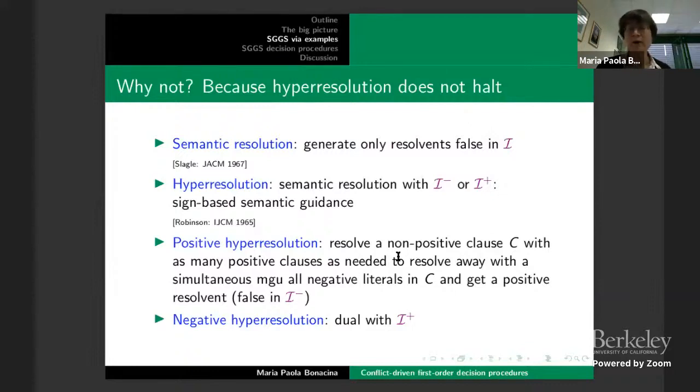We take a non-positive clause C called the nucleus, and we resolve it simultaneously with as many positive clauses as needed, termed satellites or electrons, to resolve away with the simultaneous MGU all the negative literals in the nucleus and get a positive resolvent, which is false in the guided interpretation.